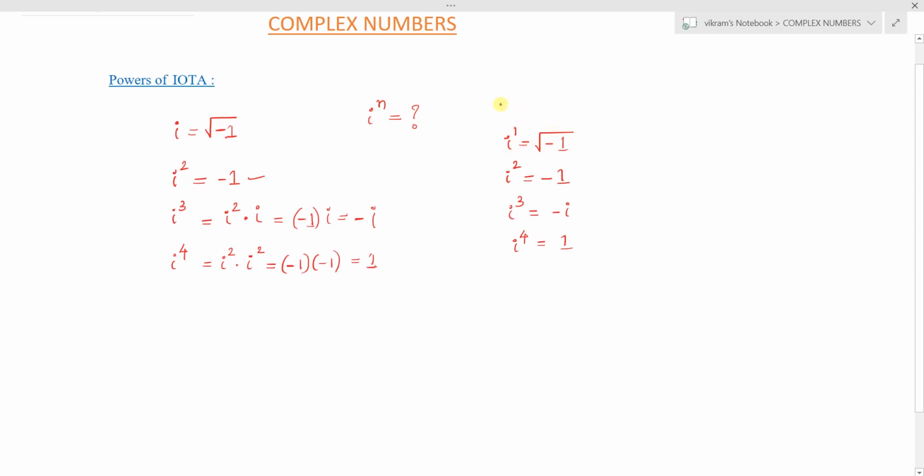If I consider i power 0, anything power 0 is 1, so i power 0 is 1. The next, i power 1, is iota, the square root of -1. So i power 1 equals iota, i square equals -1, i cube equals -i, and i power 4 is 1.